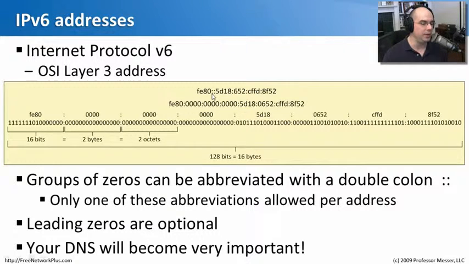So one of the things that you can do is simplify this by simply putting 2 colons in place where the zeros happen to be. You can only do this once on an IPv6 address, but when you do that, notice that it simplifies things greatly. If there is a 0 at the very beginning of a particular set of hexadecimal numbers, you can drop the 0. So 0652 just turns into 652. That also can help simplify things when you're writing out some of these long IPv6 addresses.